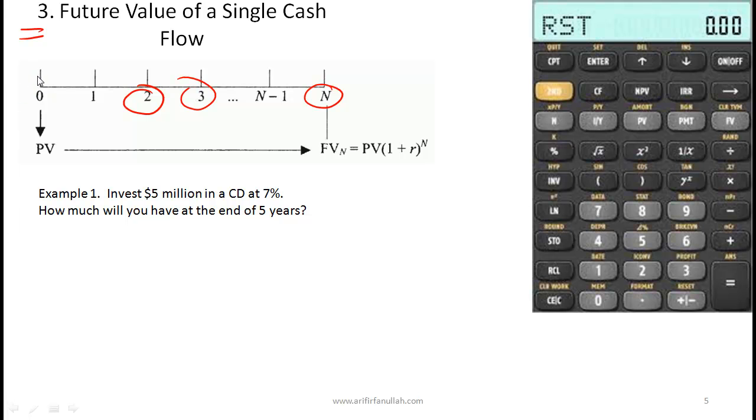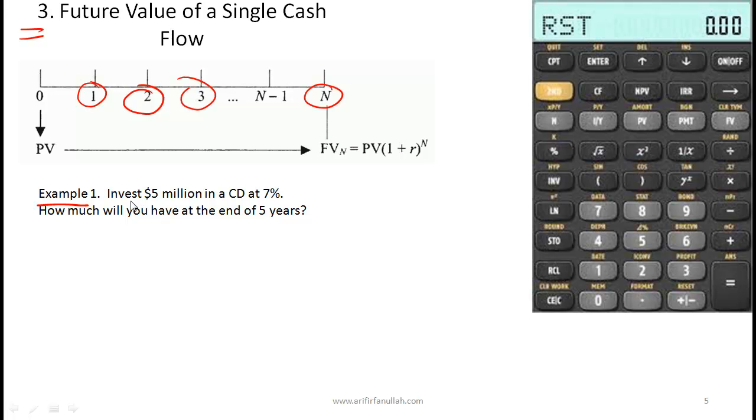A timeline always begins at time 0, which is end of 0, which is now. So 1 is end of year 1, 1 year from today. So that's your basic timeline. Now, example 1 from the curriculum says that you invest $5 million in a CD, certificate of deposit.